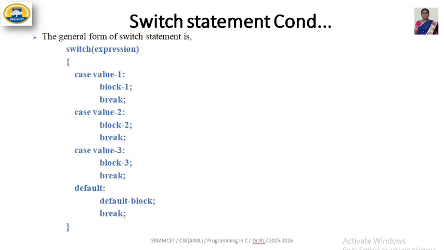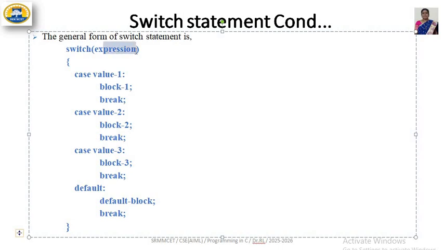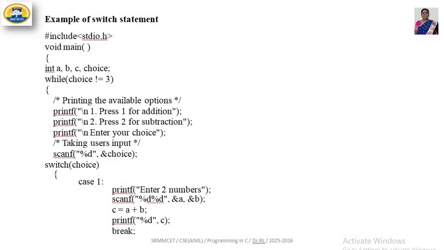So the switch statement syntax: switch expression. Based on the expression value, if the value is 1, block 1 is executed; value 2, block 2 is executed; value 3, block 3 is executed; value 4, block 4 is executed, and it goes on. Otherwise the default block is executed. So here is one example, an explanation of a simple switch statement.